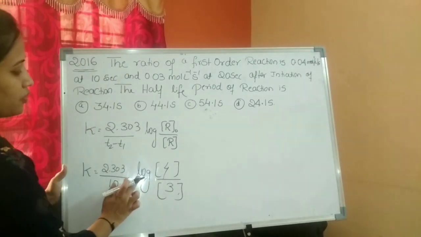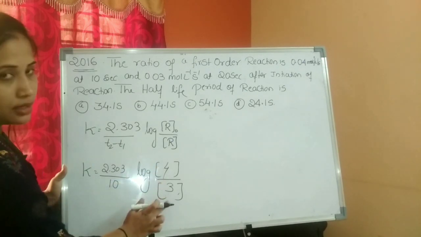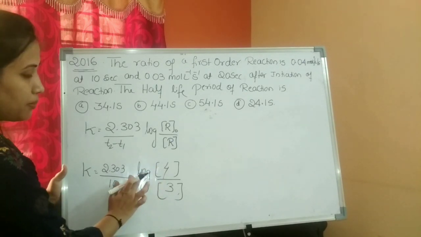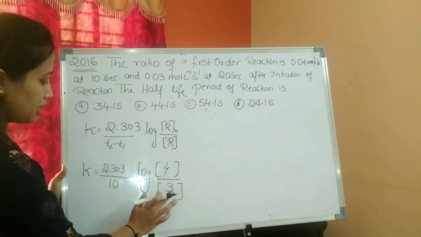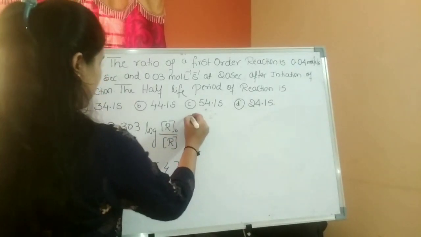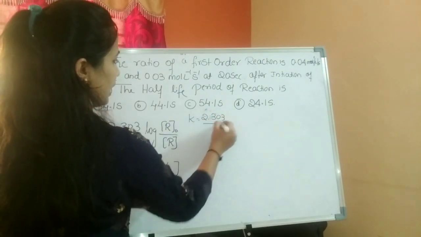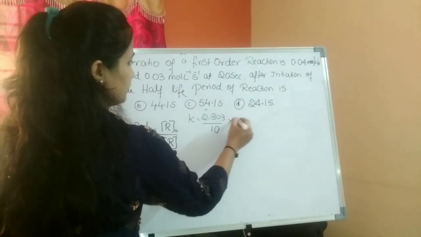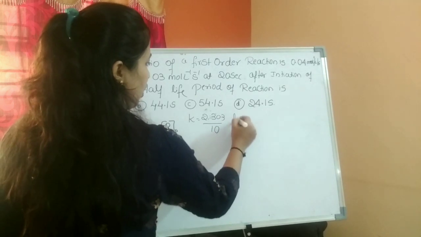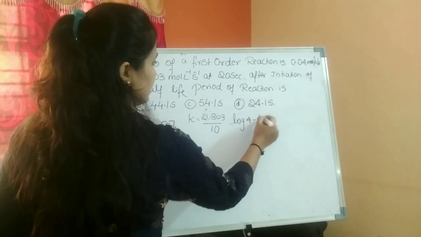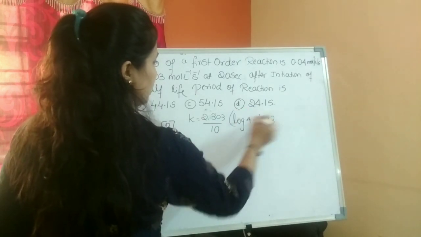Now, it is in the form of log m by n. So can I write log m by n as log m minus log n? Of course. So now can I write k is equal to 2.303 by 10 into log 4 minus log 3. This is how you can write.